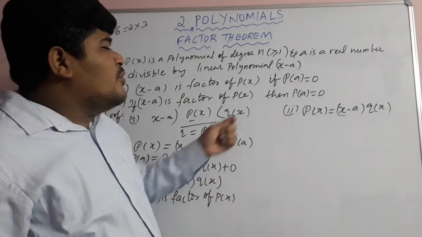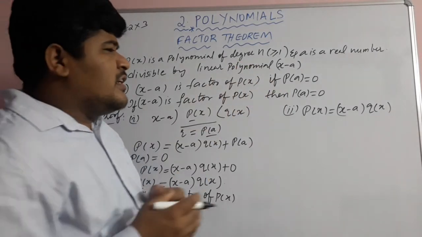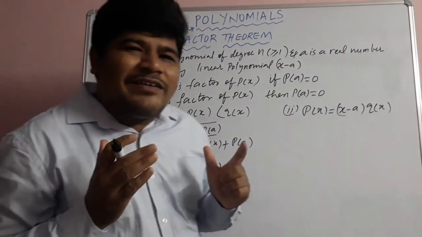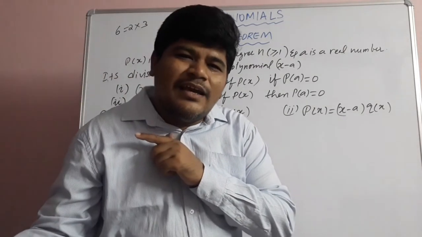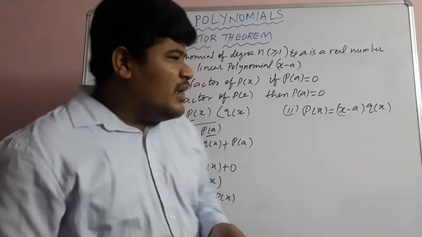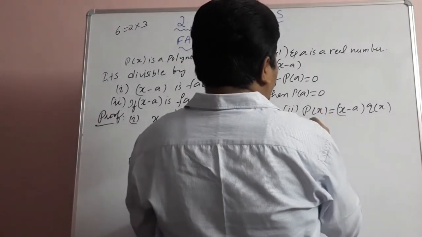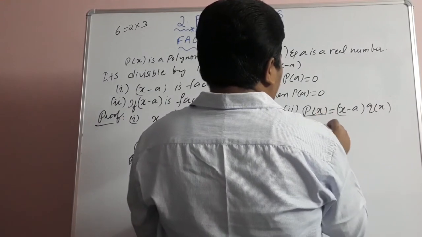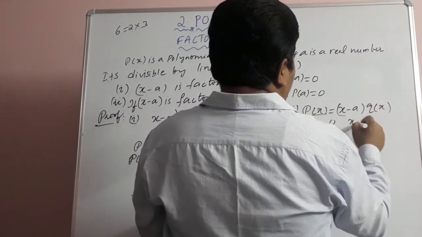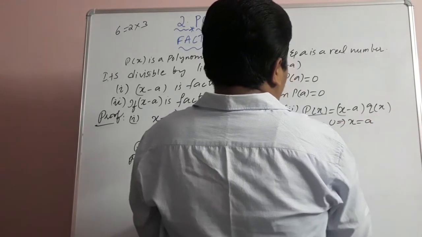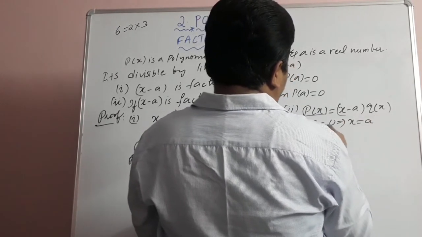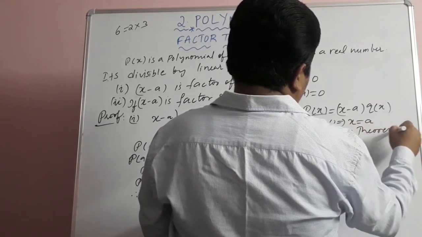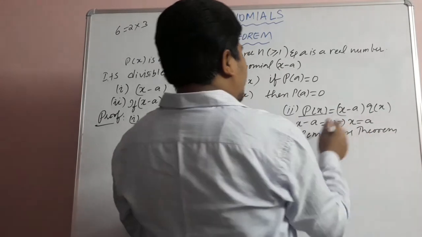Now we need to prove the remainder is 0. So children, apply the remainder theorem. What is the remainder theorem? If p of x is divided by x minus a, then the remainder is p of a. Here x minus a is a factor, so we are dividing this polynomial p of x by x minus a. Then x minus a is equal to 0, so x is equal to a. So by the remainder theorem, instead of x you take a, children.